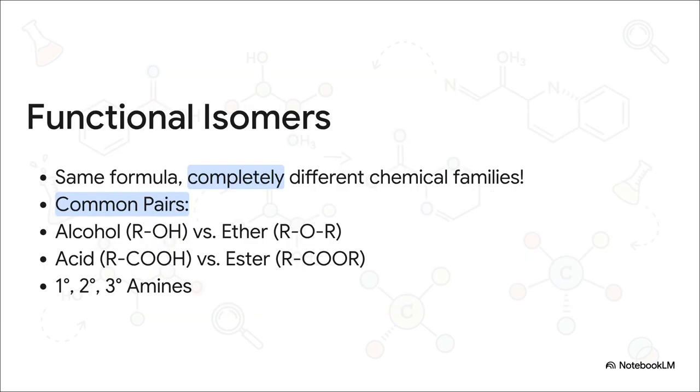Okay, now for the most dramatic identity swap of them all, functional isomers. This is where the same set of atoms rearrange themselves to form completely different chemical families. It's wild. For instance, a molecule with the formula C2H6O could be an alcohol, or it could be an ether, which has completely different properties. It's the same formula, but they belong to totally different families of compounds.